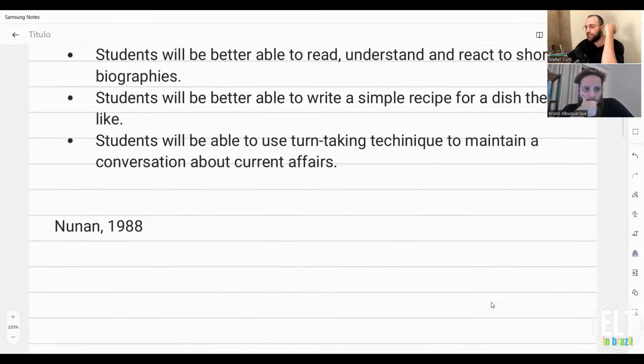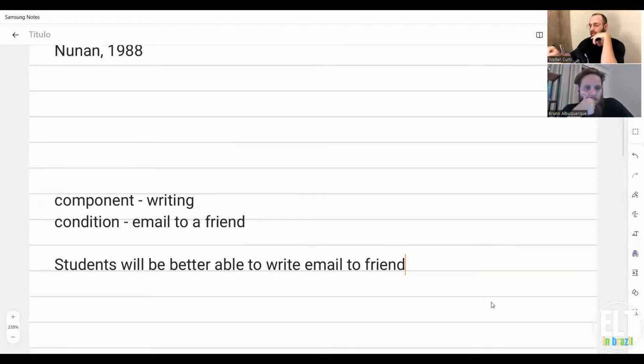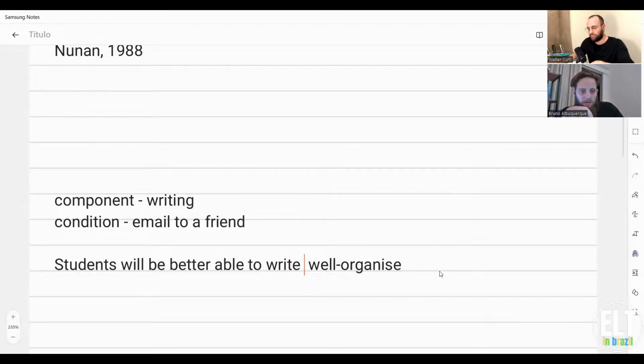Instead of looking at these ones, I'd like to finish that one. What do you think? Sure. Let's say we want to use vocabulary as a secondary aim there, or no, even better, what about connectors? Because they are part of Lexis, but they're also a part of organization. So when you're teaching writing, you have to think about organization. So students will be better able to write well organized emails. Organized emails.